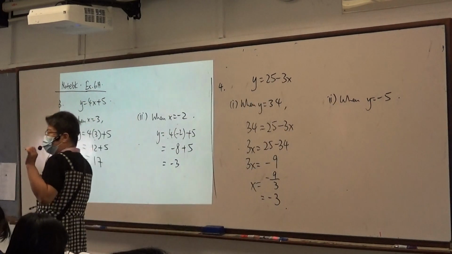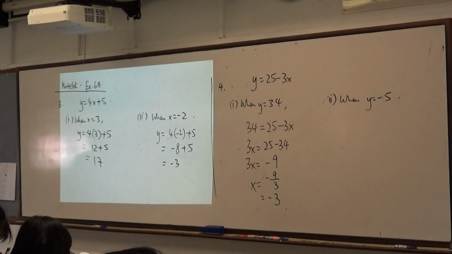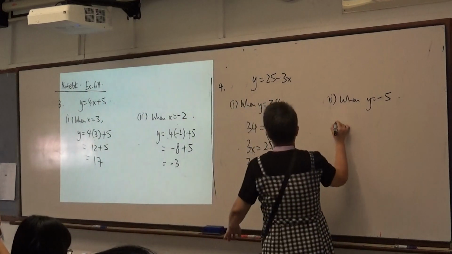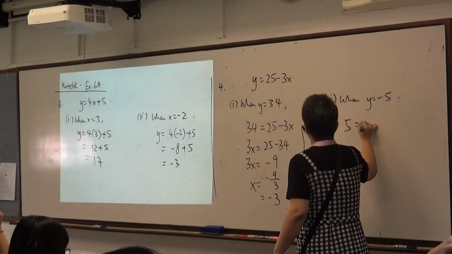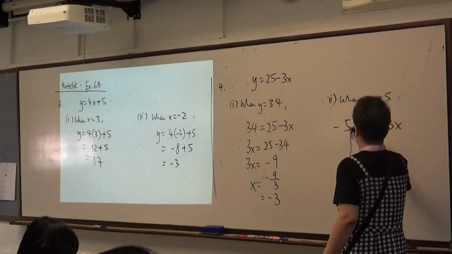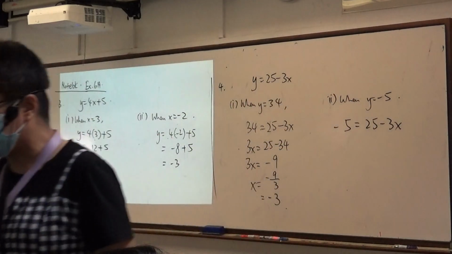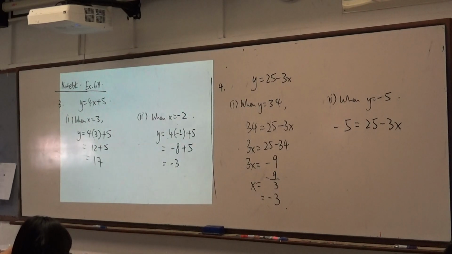Okay. Now, then I have a question to ask you. Must the number that goes in be an integer? Must it be a whole number? No need. I can put in 0.5, 0.2 or whatever. Also can. Okay? Now, I want you to do this for me. Negative 5 equals 25 minus 3x. Can you solve for me? What is your x? Use the same method.